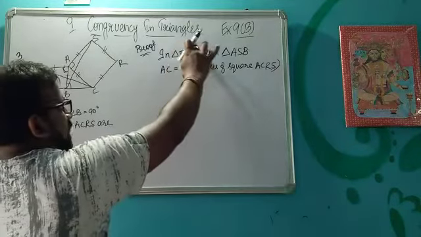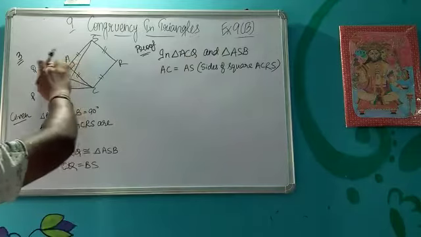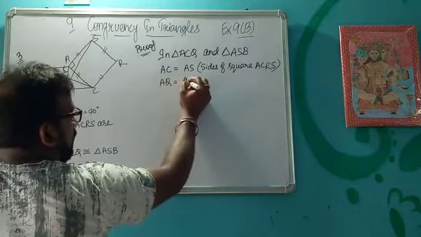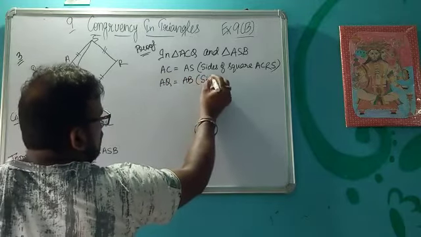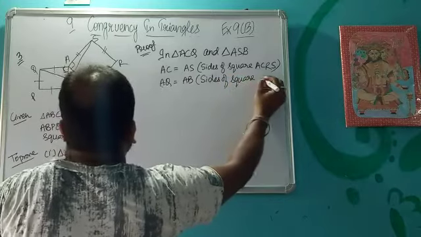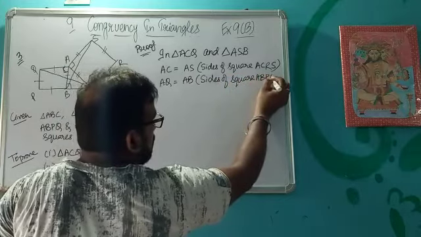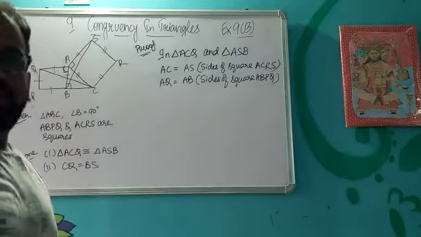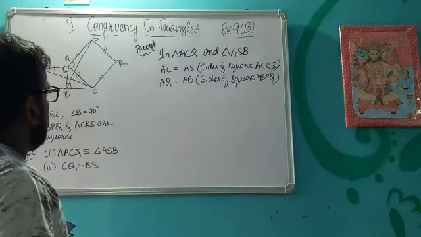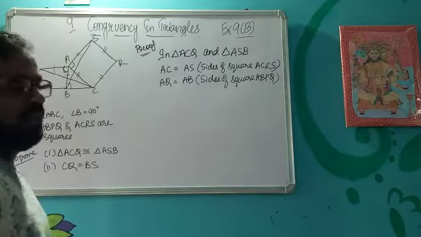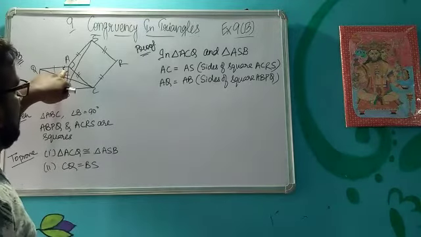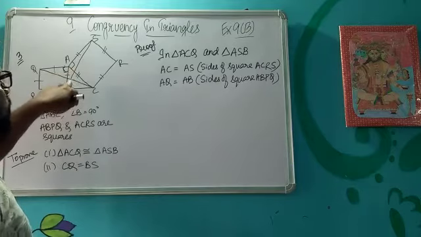Then we will check AQ and AB. So if you see AQ and AB, again they are equal. So AQ equal to AB, and what is the reason? Sides of square ABPQ. Since ACRS and ABPQ were the squares, these sides we got as equal to each other. Now what we have to prove? We have to prove one more angle between the included sides. So that angle is this angle QAC and this angle BAS.